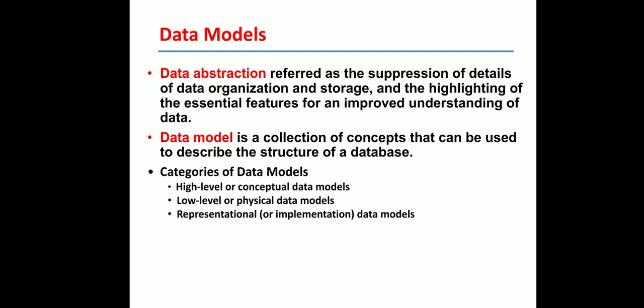The data model definition goes like this: a data model is a collection of concepts that can be used to describe the structure of a database. We have different categories of data models. We have high level data models, which are also called conceptual data models. Then we have low level data models, which are also called physical data models. Then the third category is the representational or implementation data model.